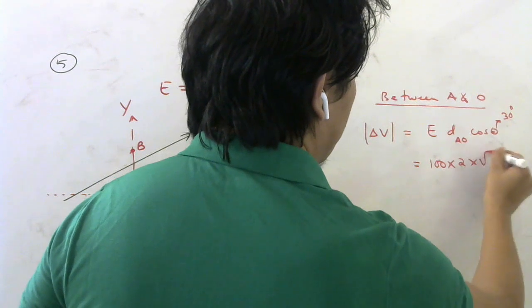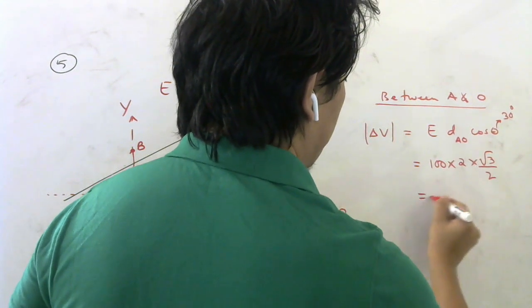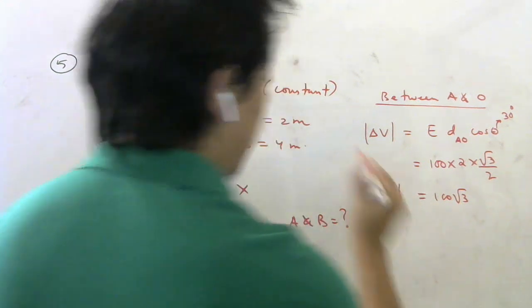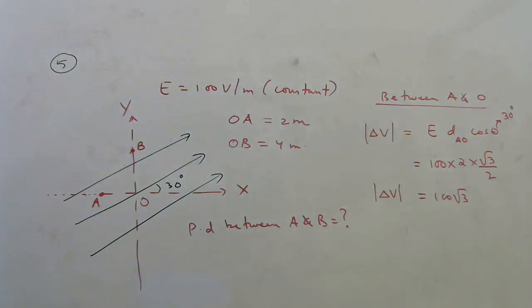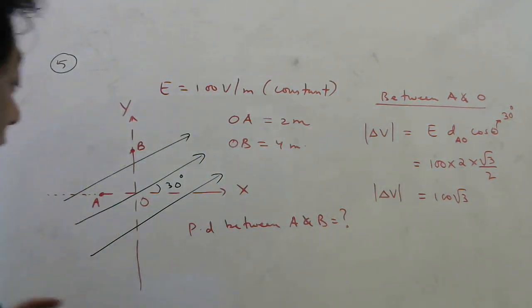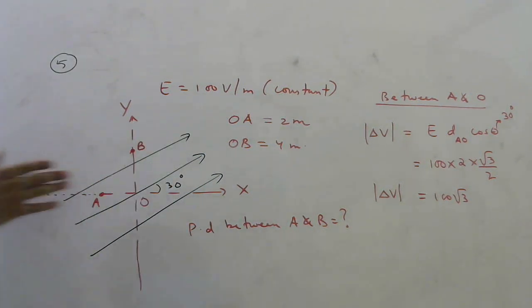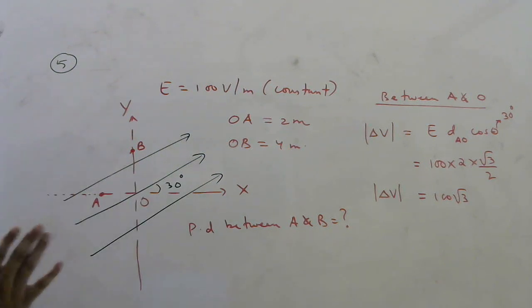So cos 30 is root 3 by 2. So it will be 100 root 3. That is the potential difference between A and O. Now, which will be at higher potential, A or O? See, the electric field is going like this. If it was going like this, then it is easy to decide.